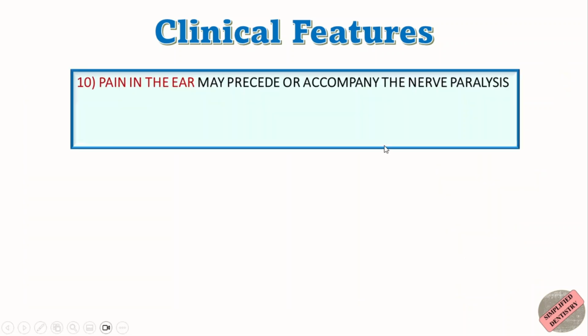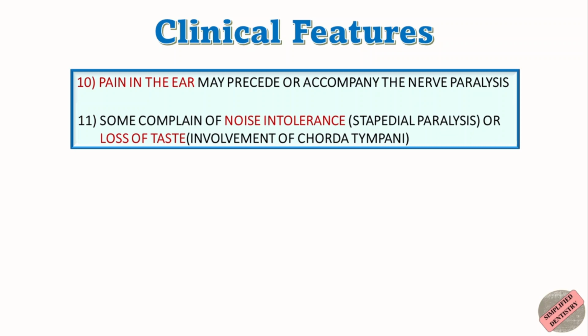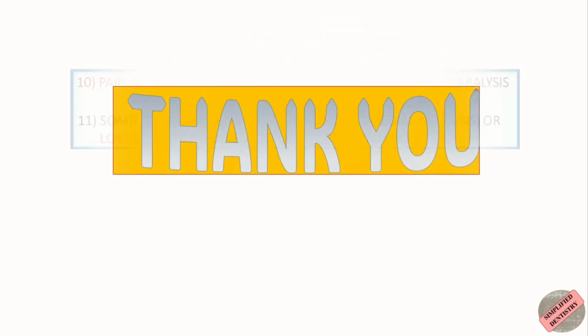10th is pain in the ear, which may precede or accompany the nerve paralysis. 11th is some complaint of noise intolerance, that is stapedial paralysis, or loss of taste, that is involvement of chorda tympani. So this was all about Bell's palsy.